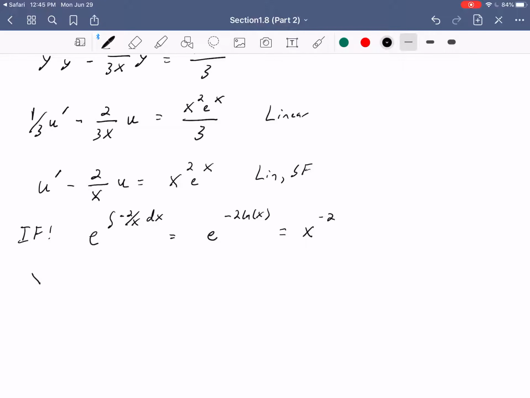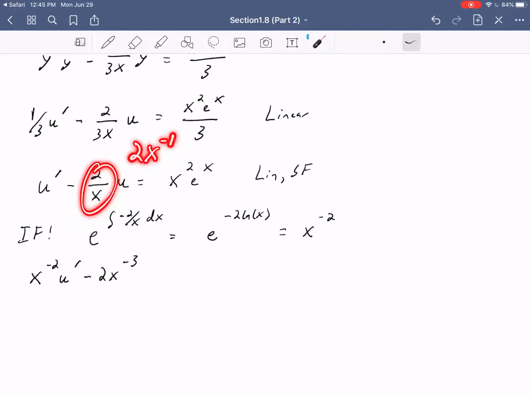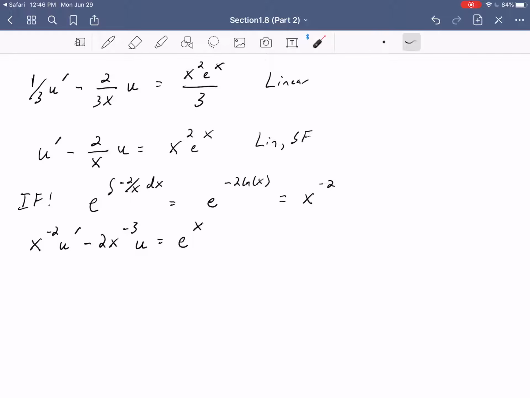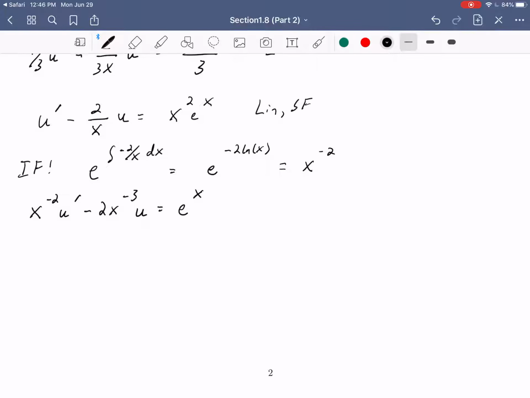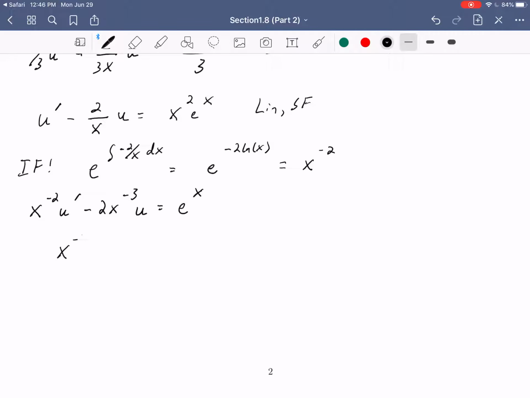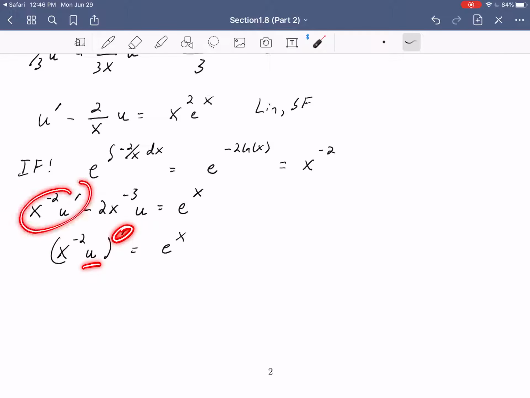Let's multiply by that. So we get x to the minus 2 u prime minus 2x to the negative 3, because of course we can think about that as 2x to the negative 1, and then of course we still have our u there. And then when we multiply by x to the minus 2 on this guy, that x squared is going to cancel, and we're just going to have an e to the x. Then, since we've done linears many times, we know that this left-hand side has got to be a product rule. So we can view this as x to the minus 2 u, prime, equals e to the x. And remember, this prime here is a derivative with respect to x. Derivative of that gives us this piece. Derivative of the u gives us that piece.